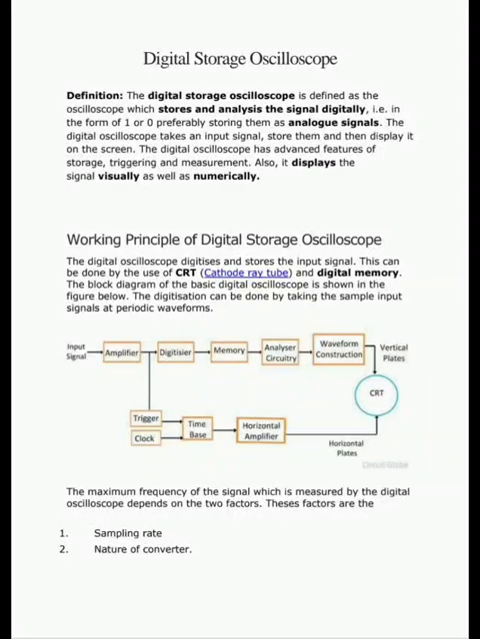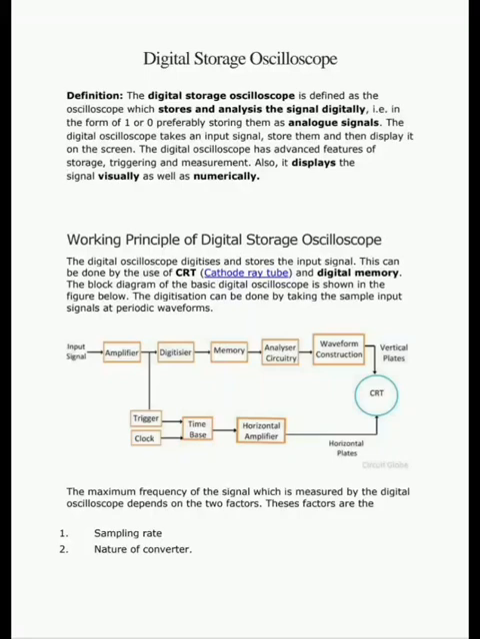Today my topic is the digital storage oscilloscope. The digital storage oscilloscope is defined as the oscilloscope which stores and analyzes the signal digitally, that is in the form of 1 or 0, whereas earlier oscilloscopes store analog signals. The digital oscilloscope takes an input signal, stores it, and then displays it for tracking and measurement. Also, it displays the signal visually as well as numerically.